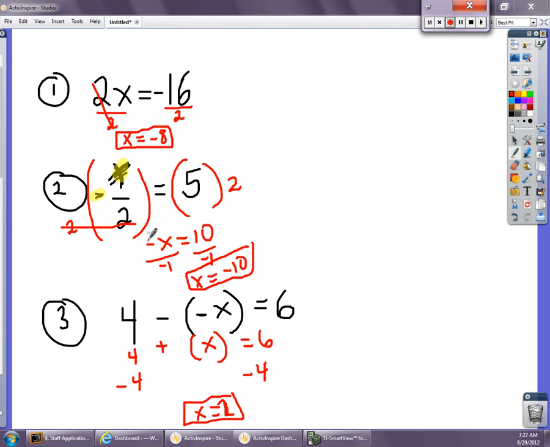But if you want to find out what x is, your final step is to get rid of, that's not a negative x. You can consider that to be a negative 1x. So I'm dividing both sides by negative 1. And 10 divided by negative 1 is negative 10.